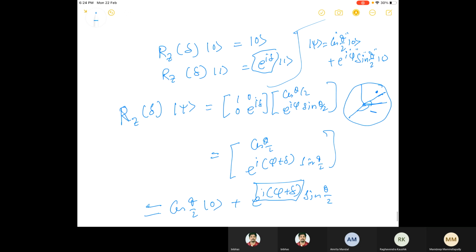Here only phi is changing. This phi is changed to phi plus delta. So you are perturbing phi only and everything else remains fixed. You are changing that angle, only this part. So you are changing phi. What does phi represent in this Bloch sphere?